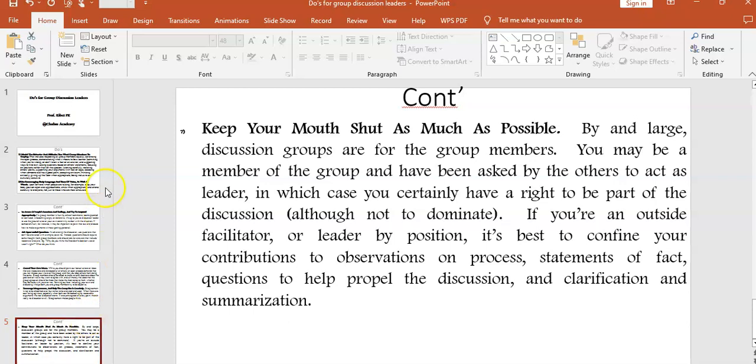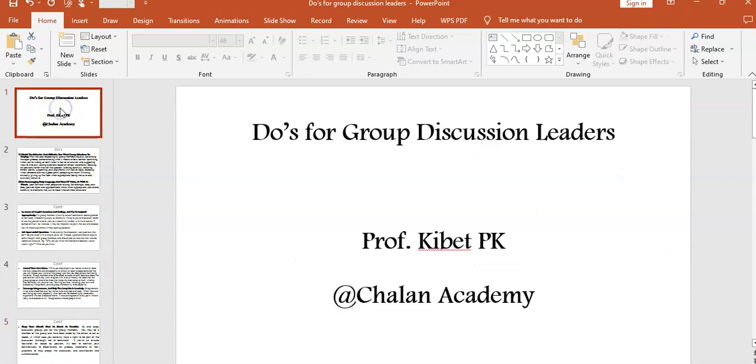So that marks the end of that brief presentation where I've discussed the do's for group discussion leaders. If you've been given an opportunity to act as a group discussion leader, these are what you need to do.